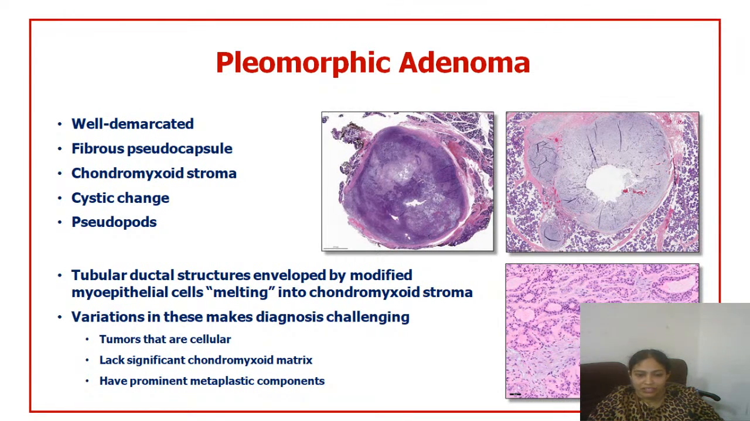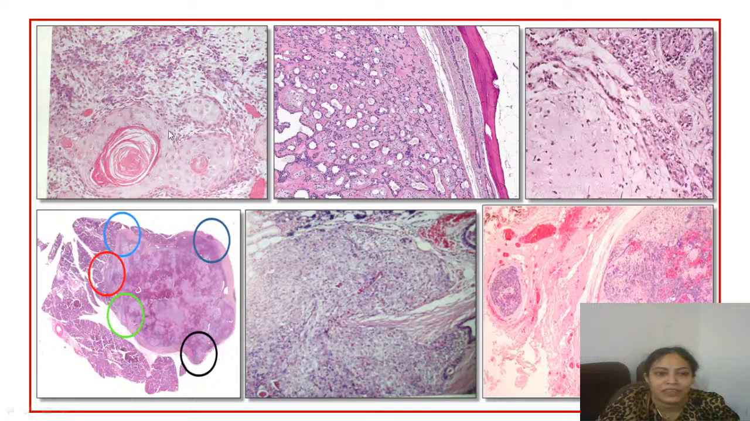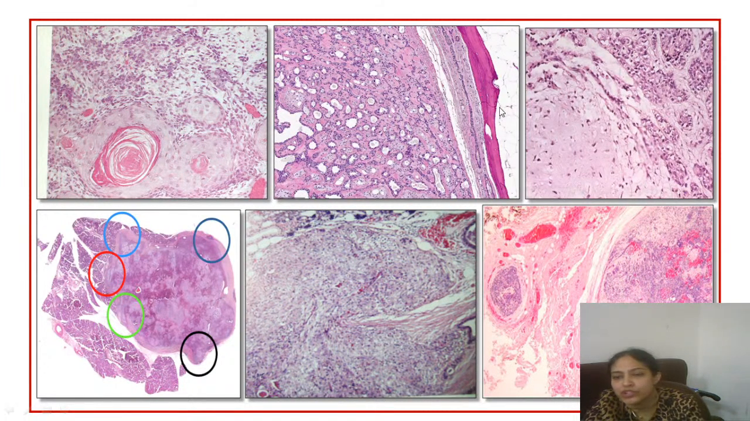So you can have very cellular tumors which lack the matrix, and they can have prominent metaplastic components which make it difficult to identify. So here you can see this is squamous metaplasia with formation of keratin pearls as you get in squamous cell carcinoma, but these cells here are benign, they are not malignant. You can get a lot of epithelial structures without any chondromyxoid stroma, and this here is bone, so you can see that it's invaded into bone, but that's only because of its pushing nature and not because it has infiltrated.